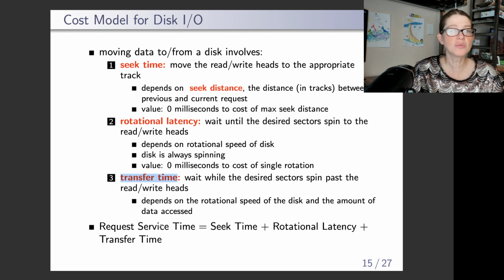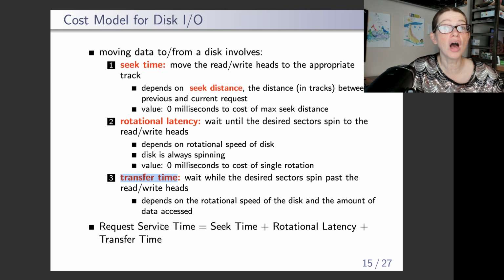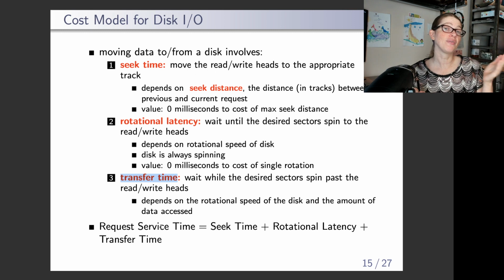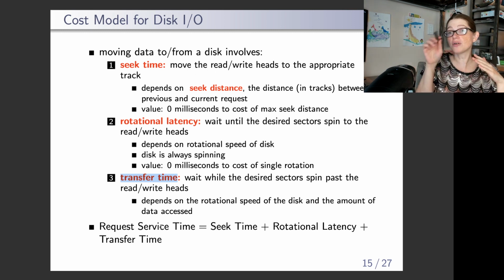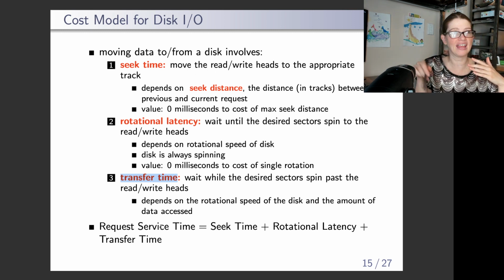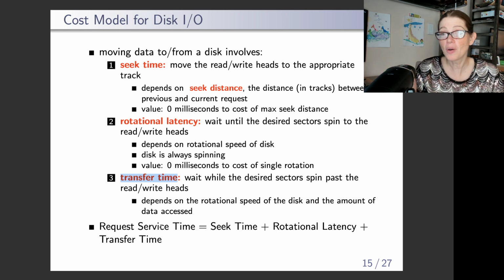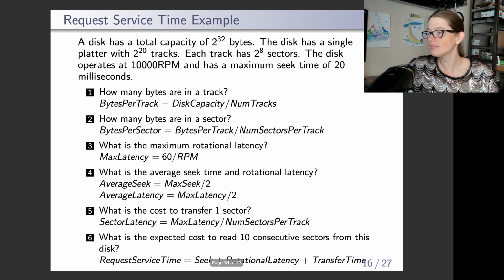And the answer is, well, the platter is rotating while you're seeking, but we don't stop the platter from rotating once it's in the right start spot. It just keeps going. So in the time that you are moving the read-write head to the correct track, the correct sector may rotate underneath like 10 times. So that's why it's adding. All right.